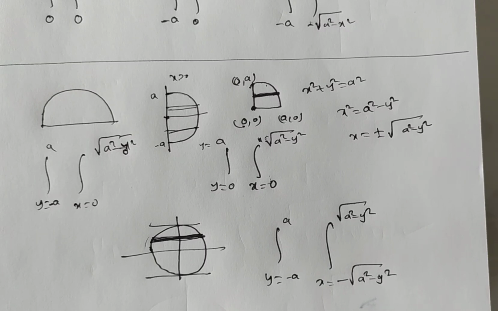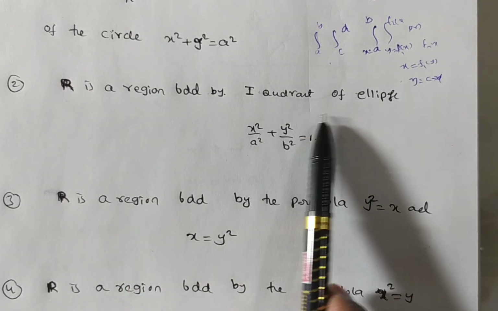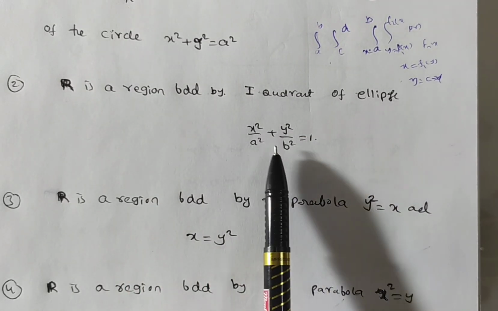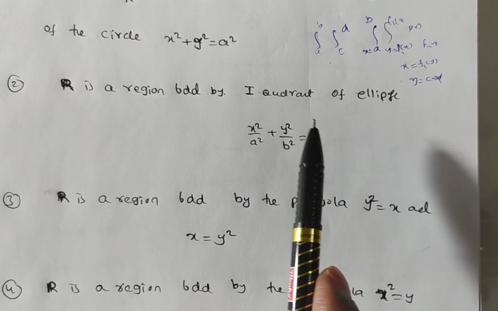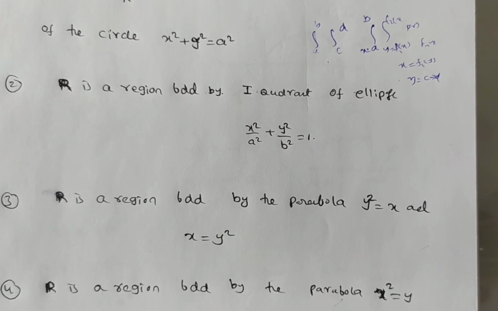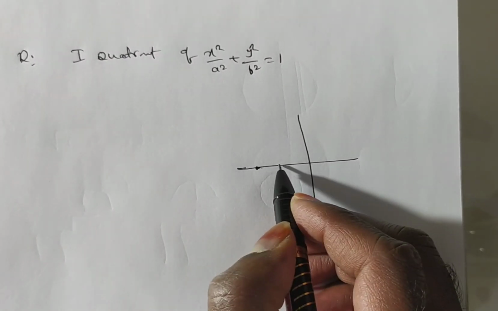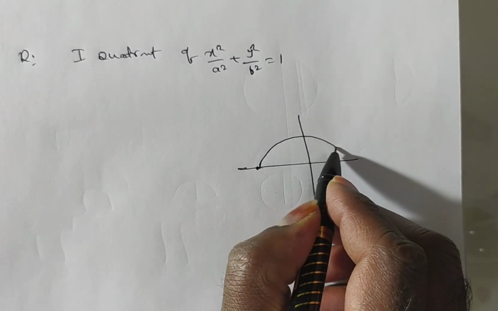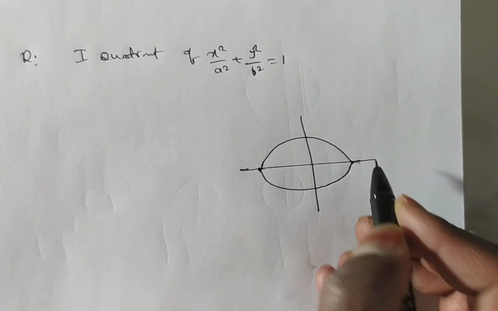Second problem: R is a region bounded by the first quadrant of the ellipse x square by a square plus y square by b square is equal to 1. So they have given the first quadrant, that is the positive quadrant of the ellipse. I am now writing the second region's limits. The graph of the ellipse is like this, just a rough sketch only.